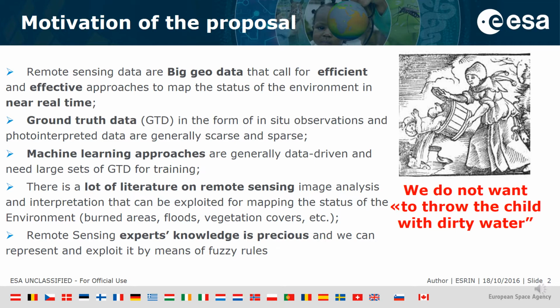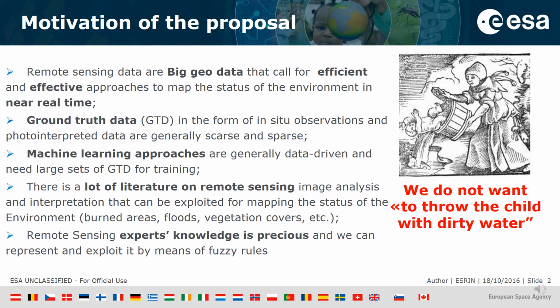In fact, nowadays, remote sensing data are big geodata that call for efficient and effective approaches to map the status of the environment in near real time, with periodicity, for example, for monitoring large areas. Ground truth data in the form of in situ observation and photo-interpreted data are generally scarce and sparse. But machine learning approaches are generally data-driven and need a large set of ground truth data for training, and the training phases can be long, and sometimes they must be repeated when changing the environmental conditions of the areas.